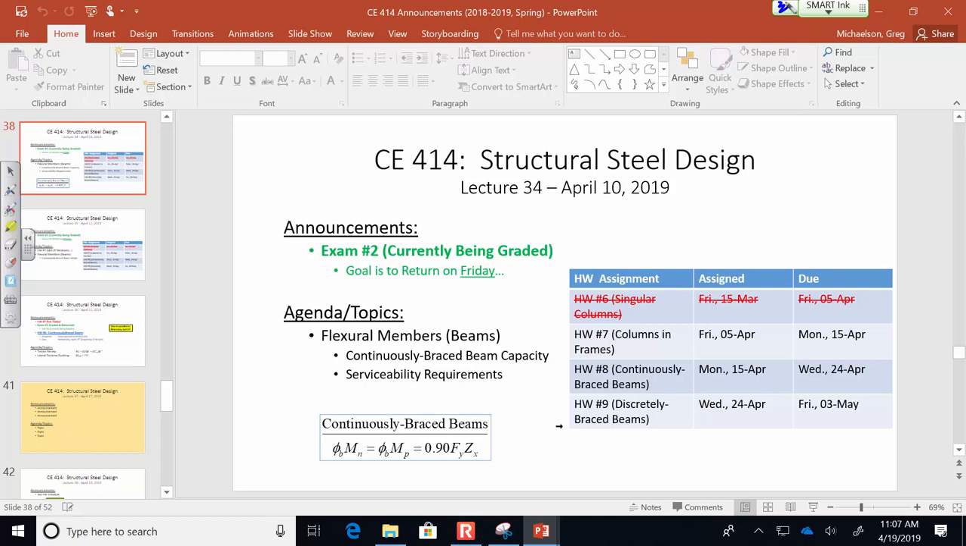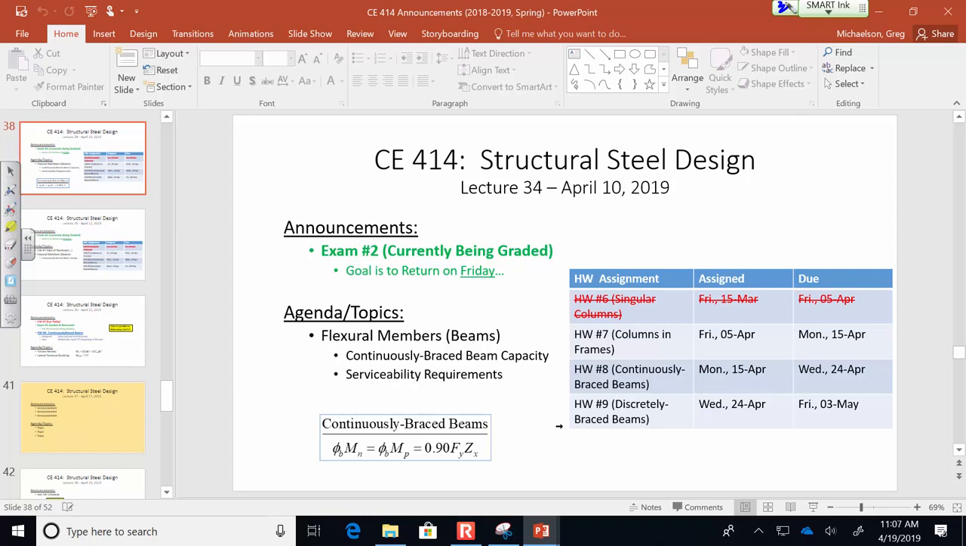So for continuously braced beams, or LB is 0, we know that its moment capacity is MP. Do we know that? Yeah. You knew. But what we don't know is for discretely braced beams, so where LB is not 0. We don't know what's going on here yet.